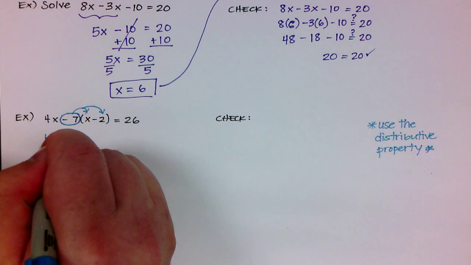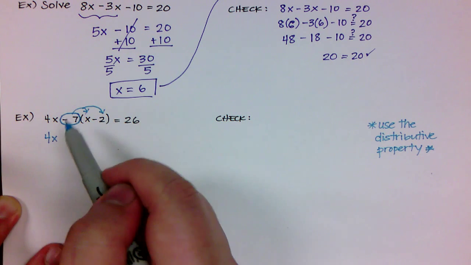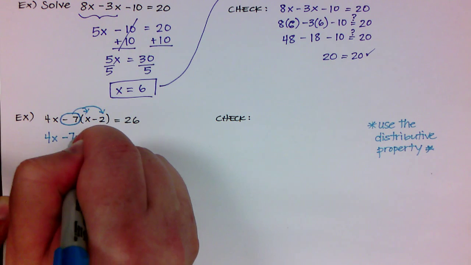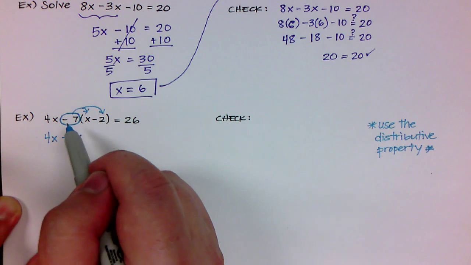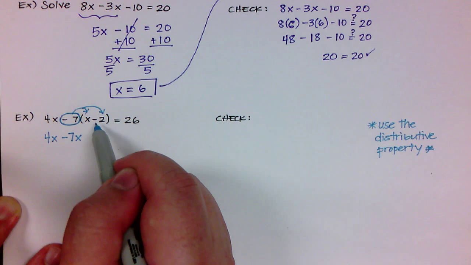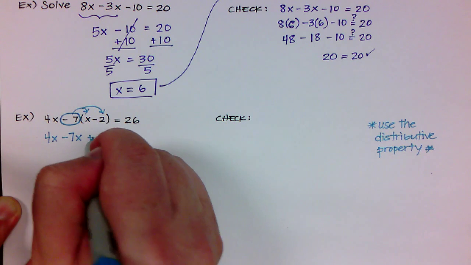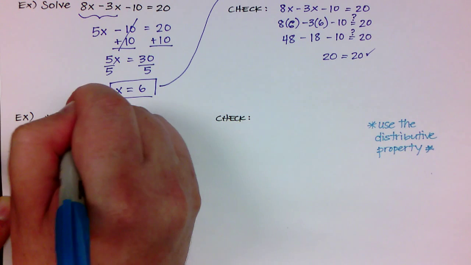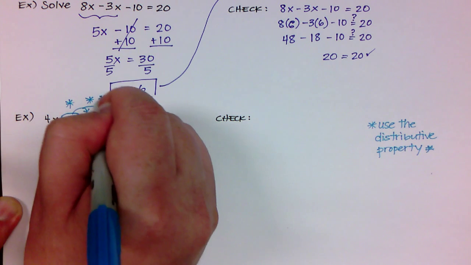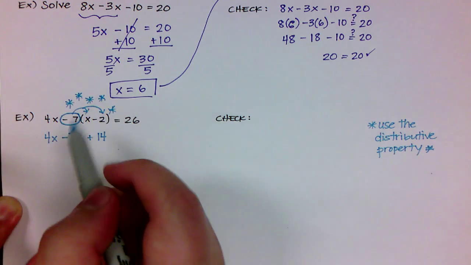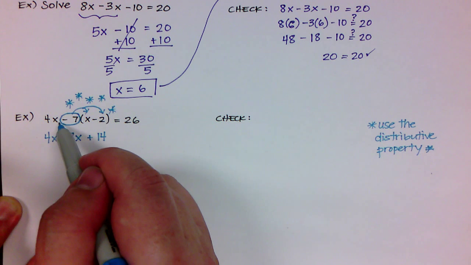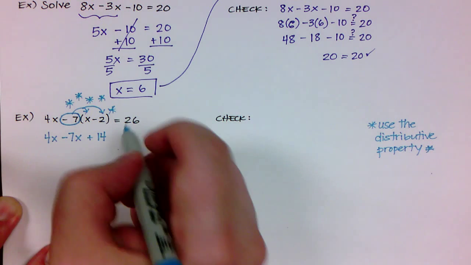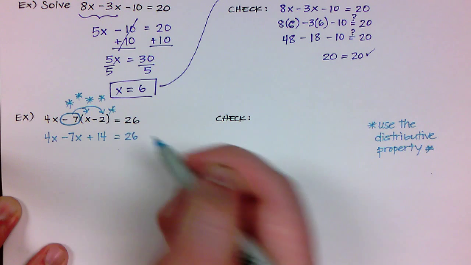So I'm going to rewrite this as 4x. And then I'm going to say to myself, what is negative 7 times x? Well, that is negative 7x. And then again, what is negative 7 times negative 2? Well, that's positive 14. I got to say that right here, that would be one of the biggest errors that people make. So I'm going to put a whole bunch of stars there. Make sure you always remember, if there's a minus sign there, that this is really going to be a negative number you're distributing through. And this is going to be equal to 26.